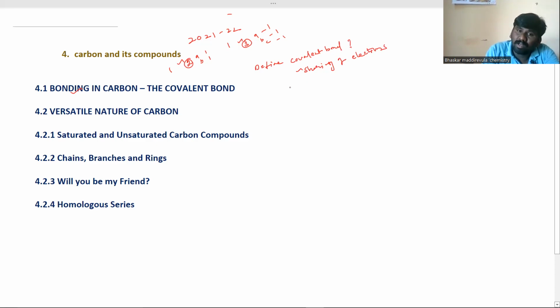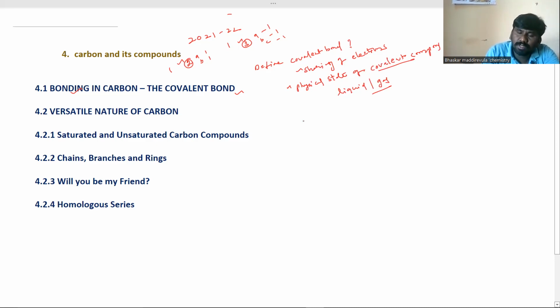They may ask, what is the physical state of covalent compounds? It is also a possibility. The physical state of covalent compounds is that they exist either in the liquid state or in the gaseous state.